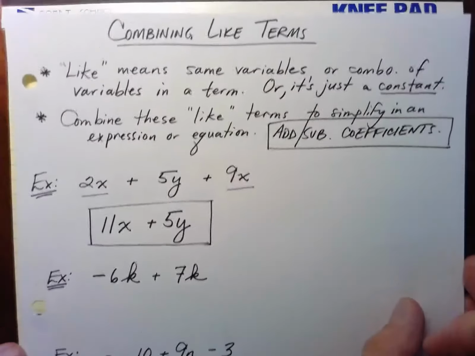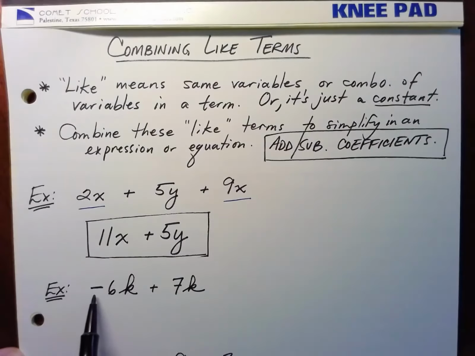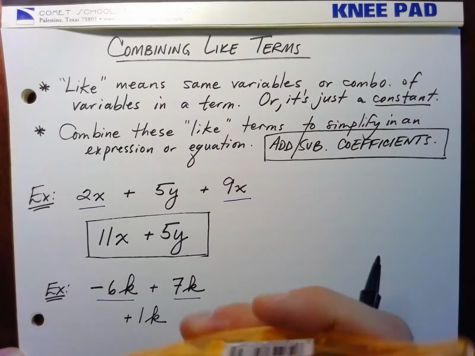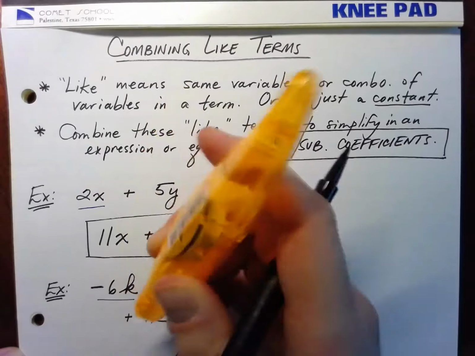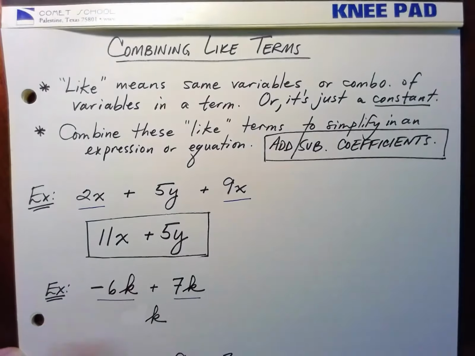Negative 6k plus 7k. Well, these are like because they're both k terms, there and there. So negative 6 plus 7 would give me a positive 1. So I really have a positive 1k, but I don't have to write positive 1. I can just write k. So there's my solution to that one, just k.